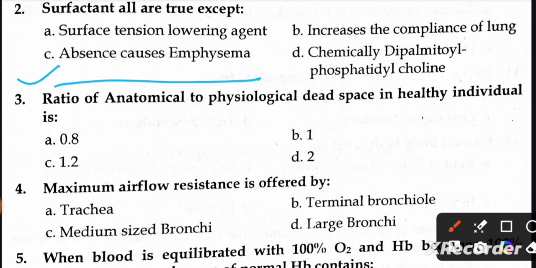Next question is ratio of anatomical to physiological dead space in a healthy individual is A 0.8, B 1, C 1.2 and D 2. Right option is B, 1. Next question is maximum air flow resistance is offered by A trachea, B terminal bronchiole, C medium sized bronchi and D large bronchi. Right option is A, trachea.